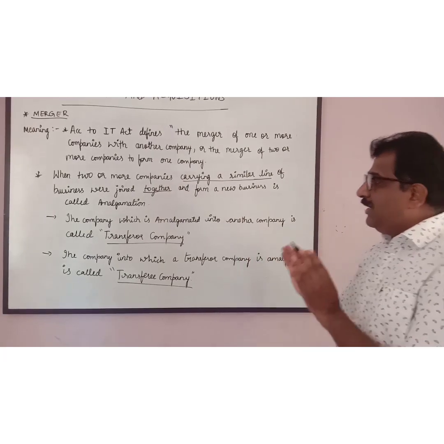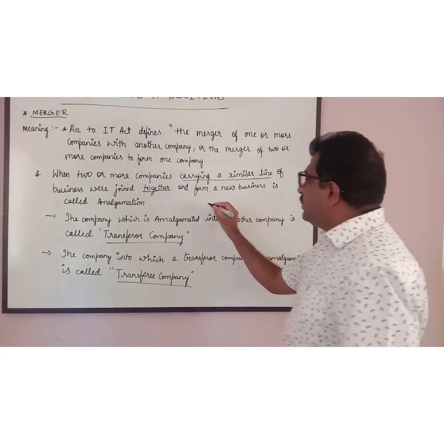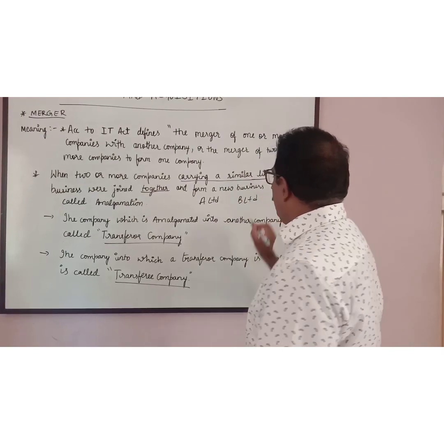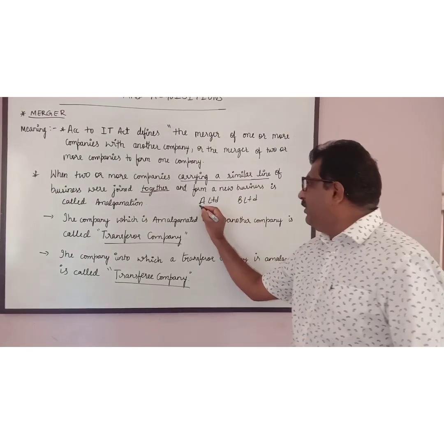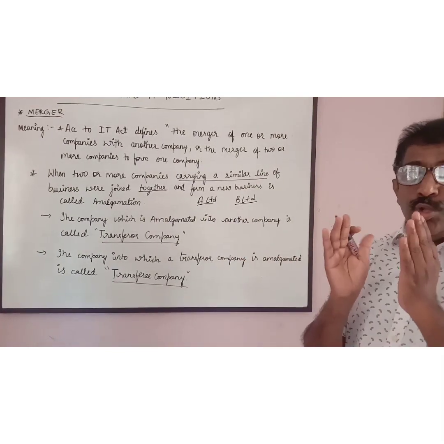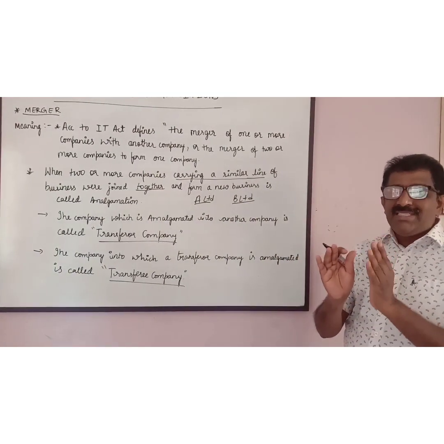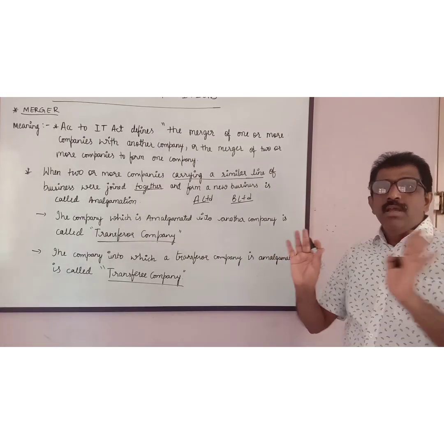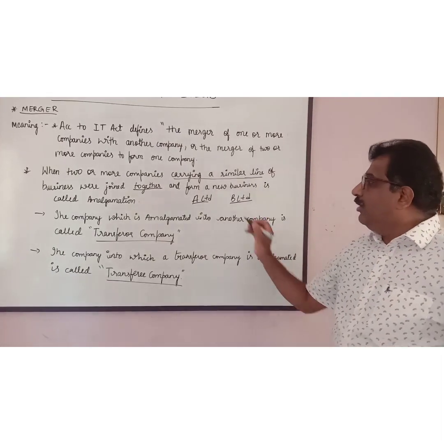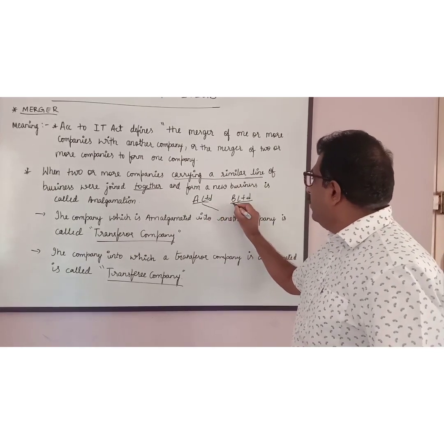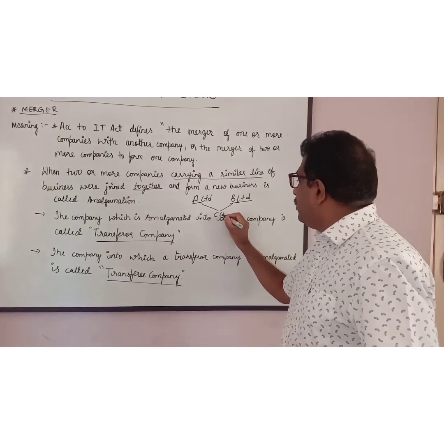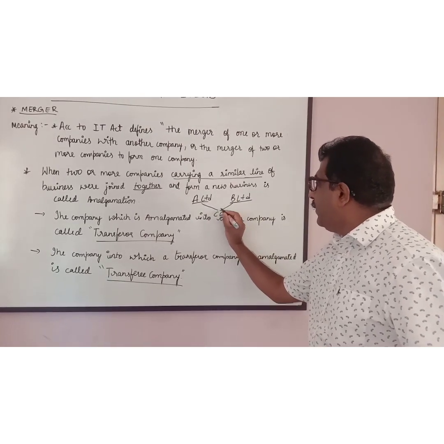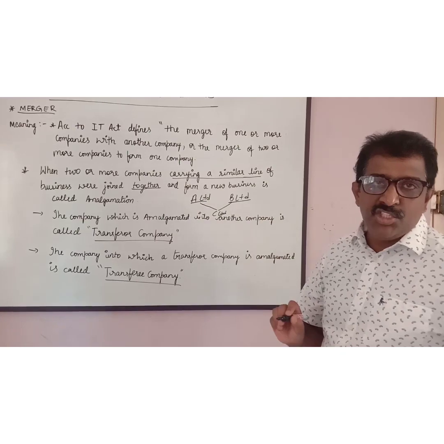So let me explain this with an example. Suppose A Limited and B Limited are 2 different companies doing a similar line of business. Let us say both are in the automobile industry, both manufacturing automobiles or cars. So these 2 companies form a new company called C Limited. These 2 companies joined together and formed a new company, which is called amalgamation.